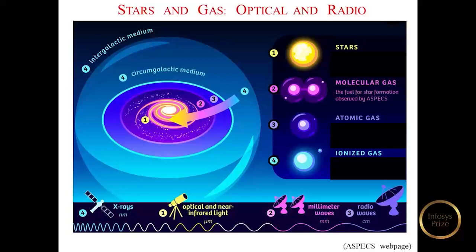This is not to scale. In reality, this region will be much more than a factor of 10 smaller than the size of the circumgalactic medium. But the stars are in this region 1. The molecular gas goes out to region 2. The atomic gas goes out much further, at least to region 3 and probably beyond. And the circumgalactic medium goes out even further. So how do you actually go and observe these different constituents of a galaxy?